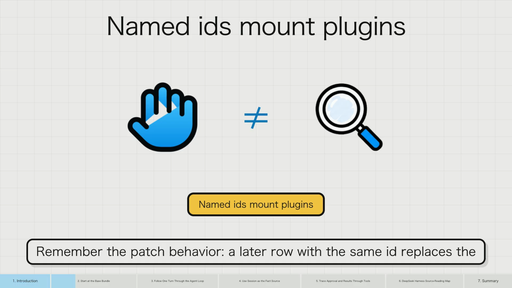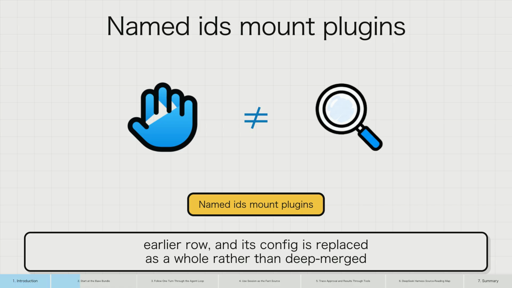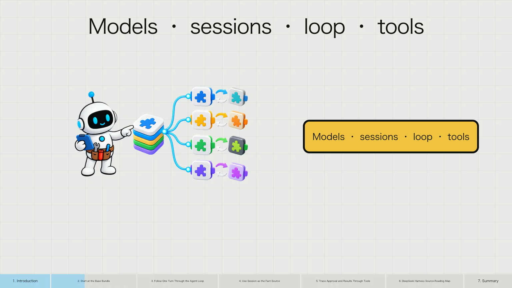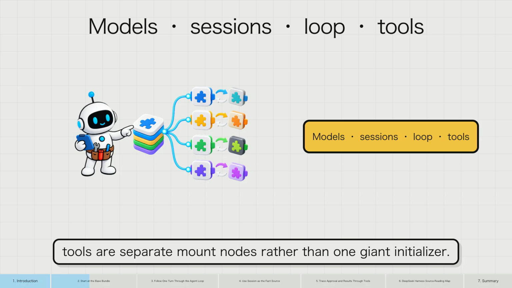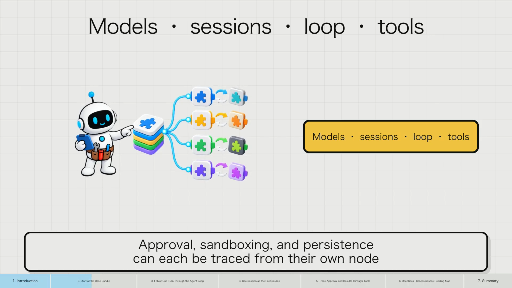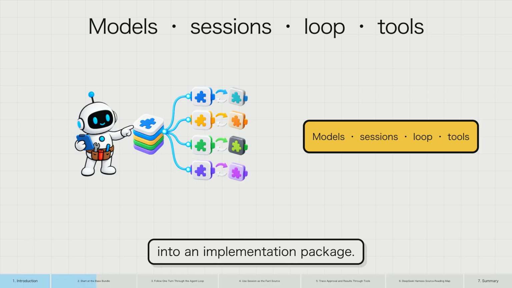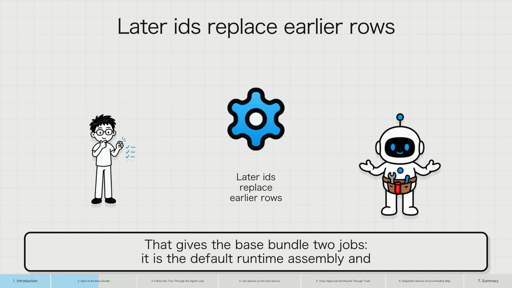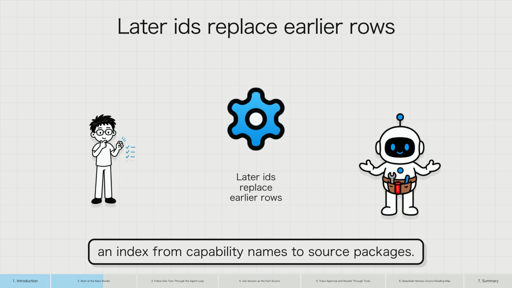Remember the patch behavior. A later row with the same ID replaces the earlier row, and its config is replaced as a whole rather than deep merged by default. From a source reading perspective, LLM, session, agent loop, and tools are separate mount nodes rather than one giant initializer. Approval, sandboxing, and persistence can each be traced from their own node into an implementation package. That gives the base bundle 2 jobs. It is the default runtime assembly and an index from capability names to source packages.